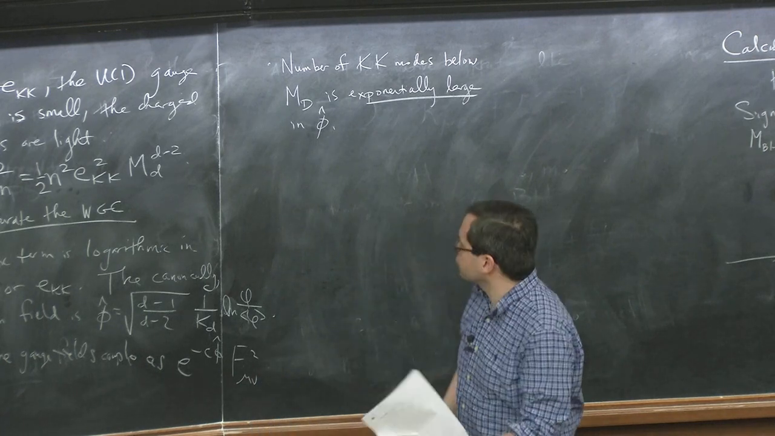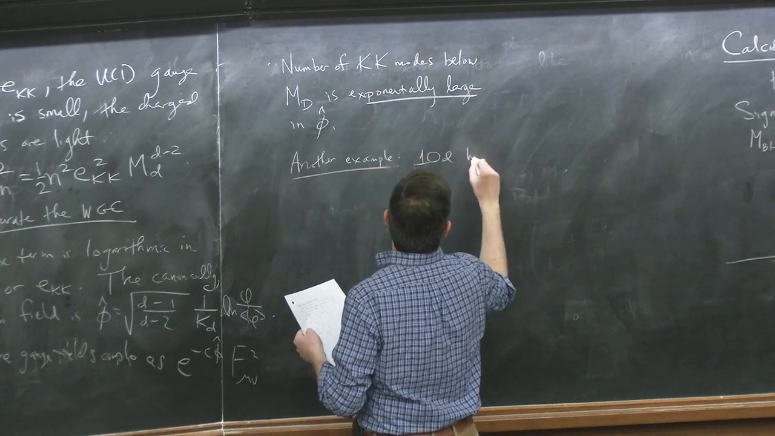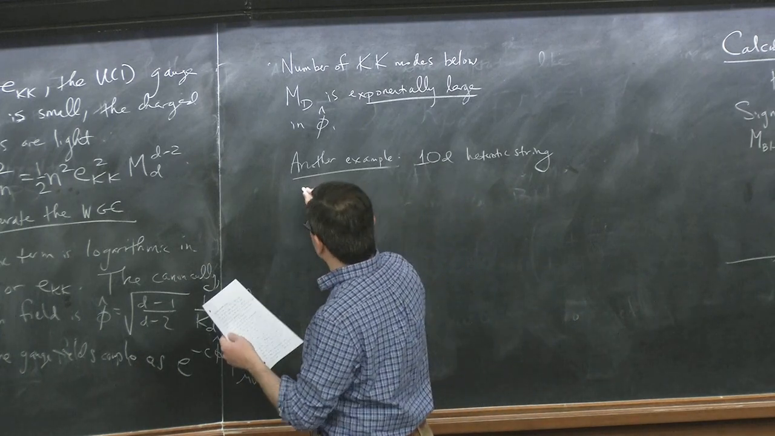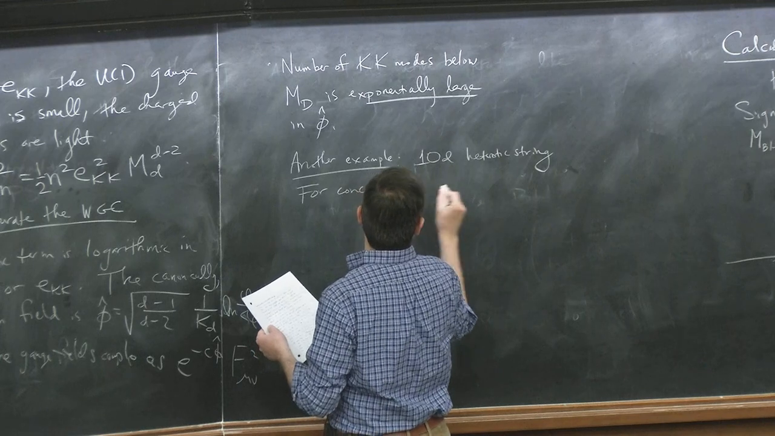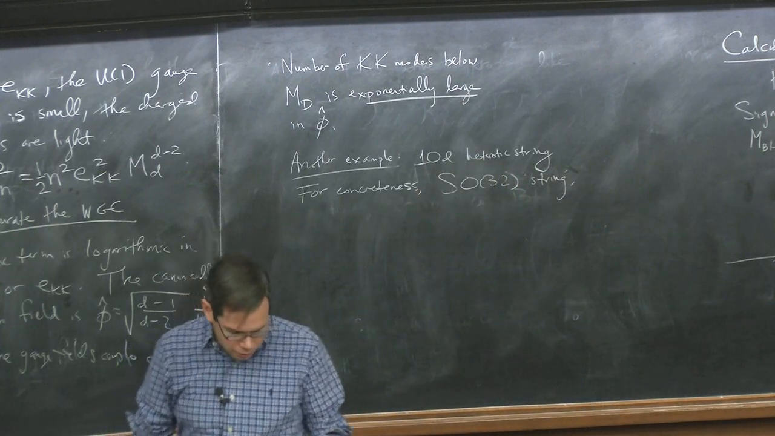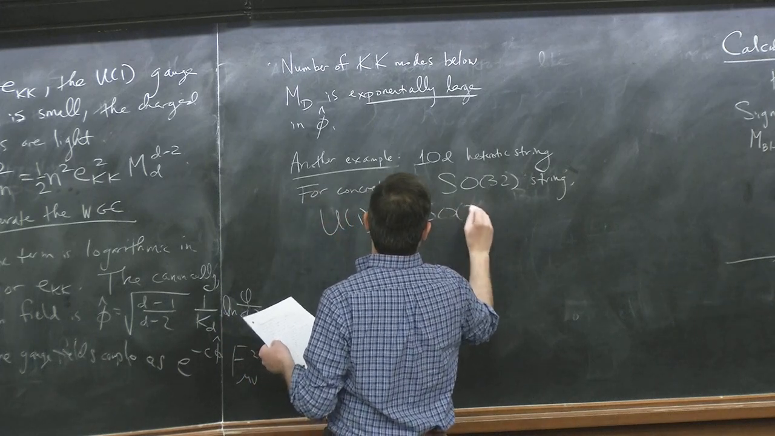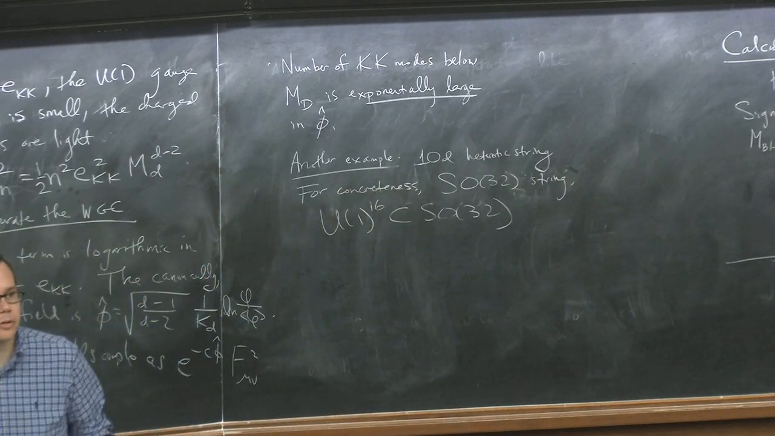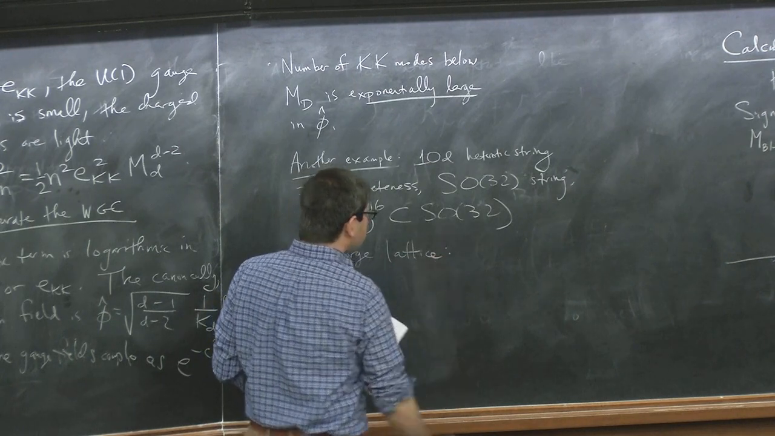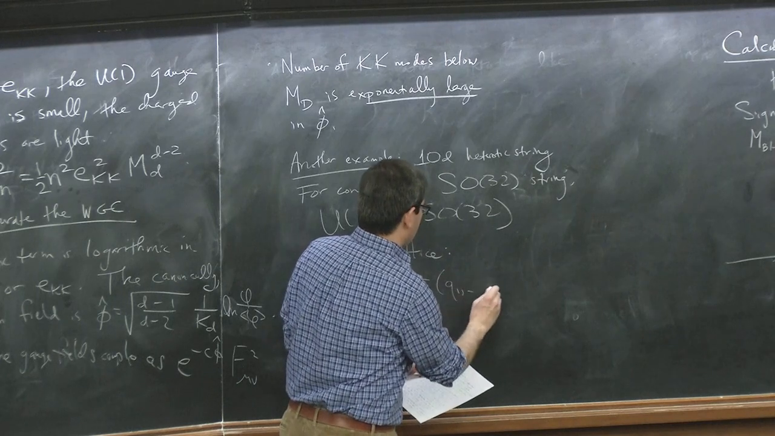Okay. Let me just briefly mention one other example. The 10D heterotic string. For concreteness, I'll talk about the SO(32) string. So we haven't talked yet about what the weak gravity conjecture means for non-abelian gauge groups, but there's a U(1)^16 sitting inside SO(32). So let's just look at the U(1) charges, the charges under the Cartan generators of the Lie algebra. And with this gauge group, we can find particles whose charges are labeled by these 16 numbers, Q1 through Q16.